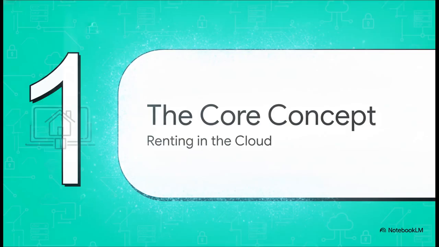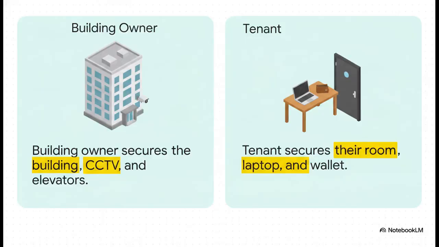All right, Section 1, the core concept, renting in the cloud. Before we get bogged down in all the technical jargon, we really need to understand the basic relationship you're getting into when you use AWS. Think of it exactly like renting an apartment or staying in a hotel. AWS, they're the building owner, the landlord. They're responsible for the physical building itself. They handle the electricity, the CCTV cameras in the lobby, the fire alarms, elevators, and the security guards at the front desk. But you're the tenant.